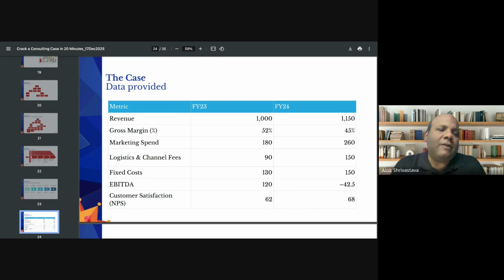Looking at this data, what could be inferred? Cost went high. Yeah. Reduction in revenue? No, revenue has still increased, right? It's from 1,000 to 1150. Revenue has increased for marketing spend and logistics. Very good. There's a bigger problem. If you see it closely, there's a bigger problem.